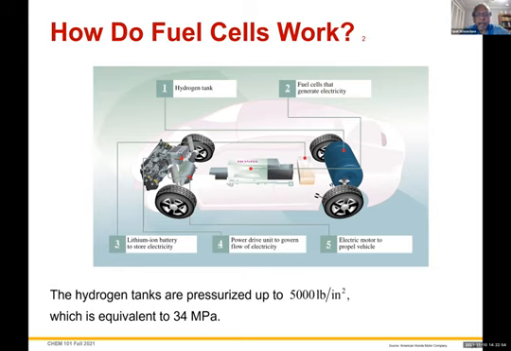Pressure is very high in the hydrogen tank. Precautions have to be taken to prevent explosion.